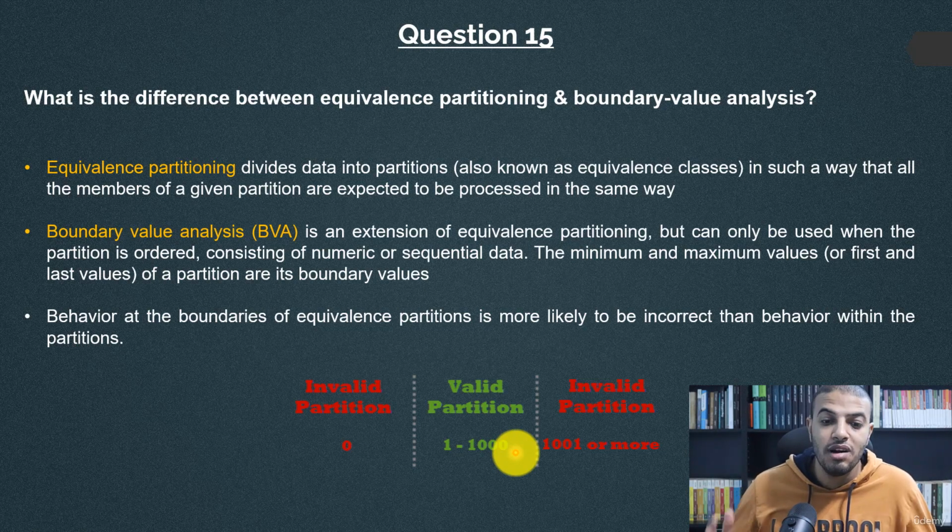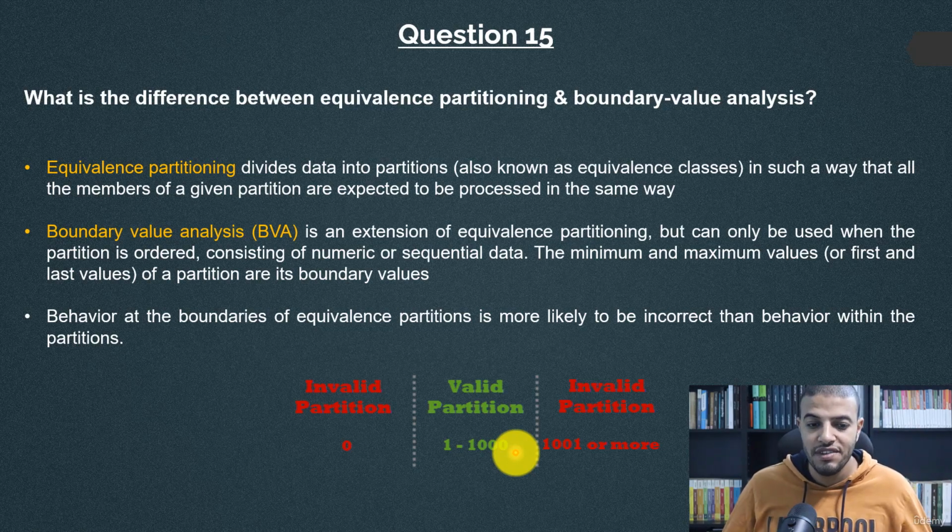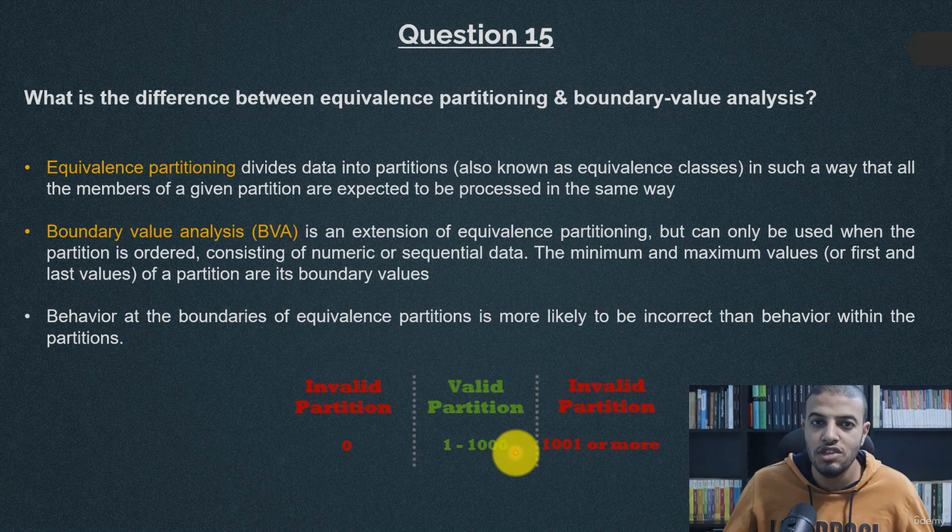When do we prefer boundary value analysis? Like we said, if the partition is ordered and it's consisting of numeric or sequential data, and also if we need to have higher quality of our system. On the other hand, equivalence partitioning is preferred if the partition is not ordered and it doesn't consist of numeric or sequential data, and also if we don't have enough time to specify the boundaries of each partition.